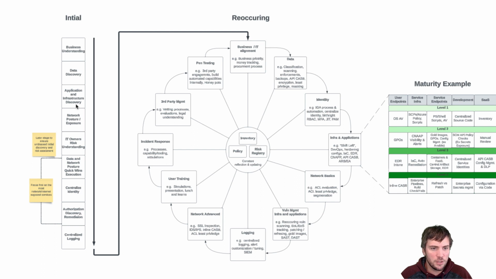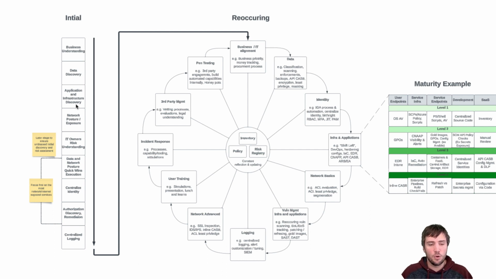Then you really need to look at your IT owners and do some querying of them. What risks have you seen? I really left that to a later stage just to not put bias into those first couple of processes. And then data and networking posture, quick wins and executions. Looking at if you are one of those environments that has a lot of publicly exposed things, are there some quick wins that you can focus on with networking?